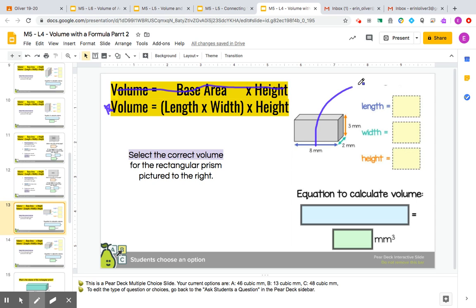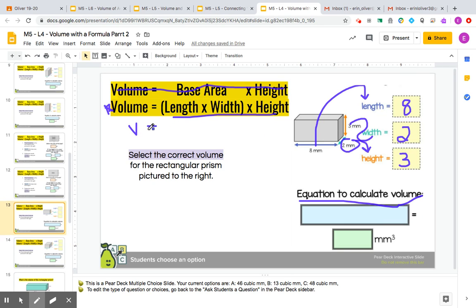My length is going to be 8. My width is going to be 2. And that orange number, that height, is 3. Okay. So I've labeled my pieces. Okay, I've figured out what value each of those pieces are. And now I'm going to calculate that volume by following this equation. Okay. So let's just put the numbers in down here.